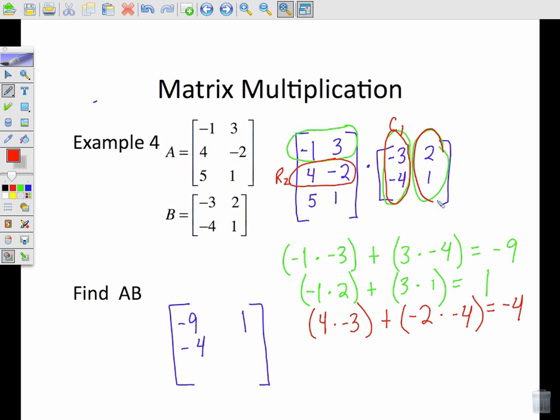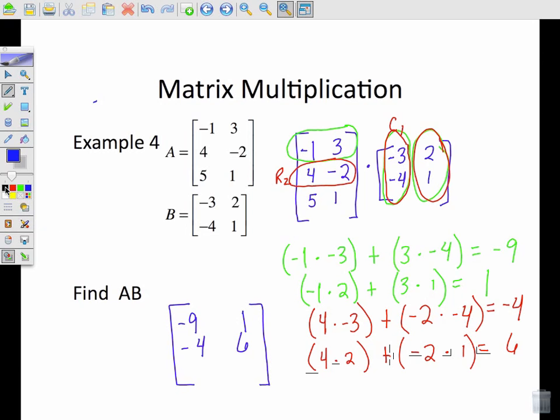Let's go ahead and look at the next. So row 2 with column 2. You do 4 times the 2 plus the second component, -2 times the 1. So that's 8 plus -2, which is 6.